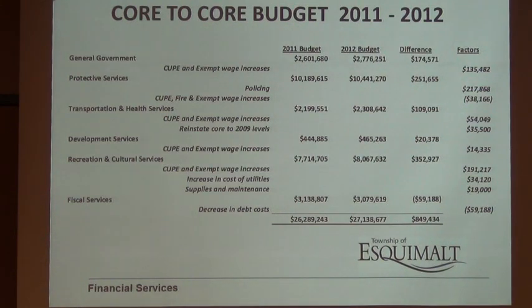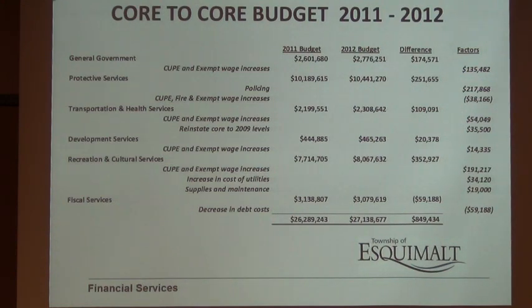Last slide. So what you're going to have for the rest of the evening is each of the departments is going to give you an overview of their core budgets. They're going to tell you what level of service they provide under those core budgets and maybe a few extra things. But what we did just on a general basis is we took the 2011 core budgets versus 2012 and came up with just a bottom line difference between the two.